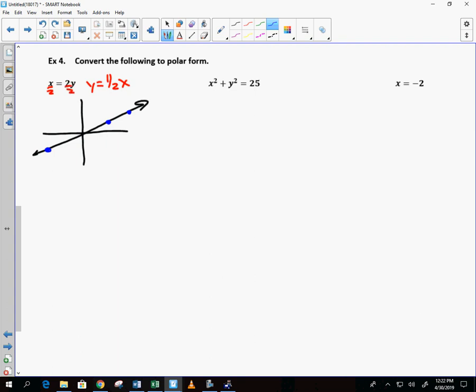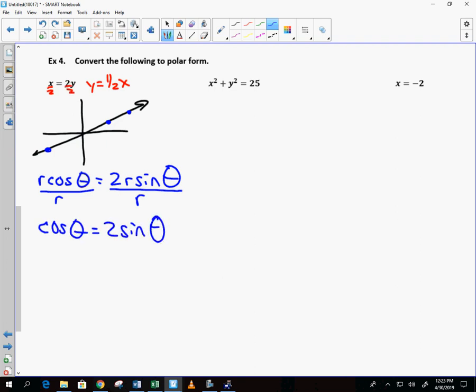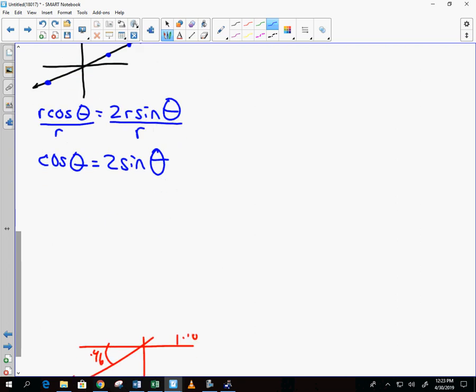So I'm going to convert this to polar form. For x, I'm going to place r cosine of theta. And for y, I'm going to place r sine of theta. Now, what I'd like to do is solve for this in terms of r or in terms of theta. I'm going to divide both sides by r, and I get cosine of theta is equal to 2 sine of theta. Are y'all okay with that?